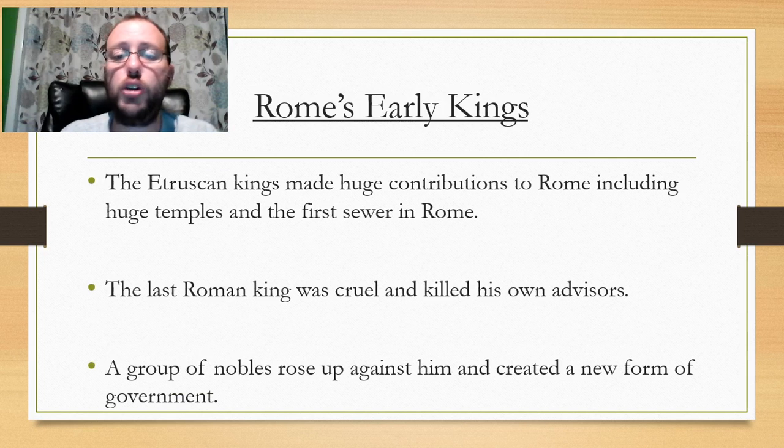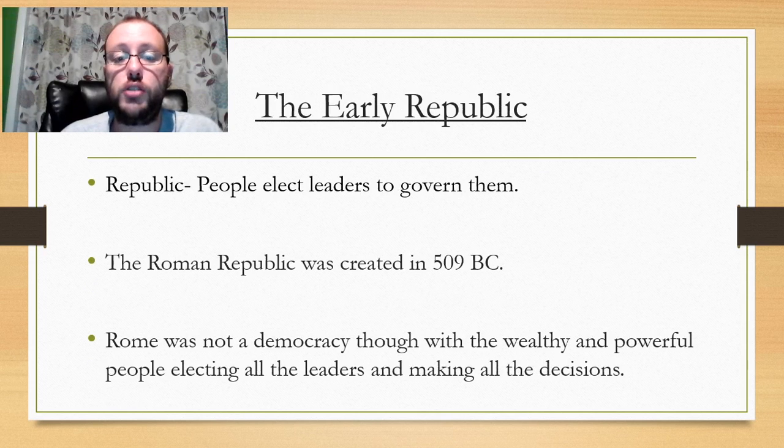The Etruscan kings made huge contributions to Rome, including huge temples and the first sewer in Rome. The last Roman king was cruel and killed his own advisors. So a group of nobles rose up against him and created a new form of government. This would be a republic. Now, republics are where people elect leaders to govern them. And the Roman Republic was created in 509 BC. And so we're looking here at the foundation of the Roman Republic.